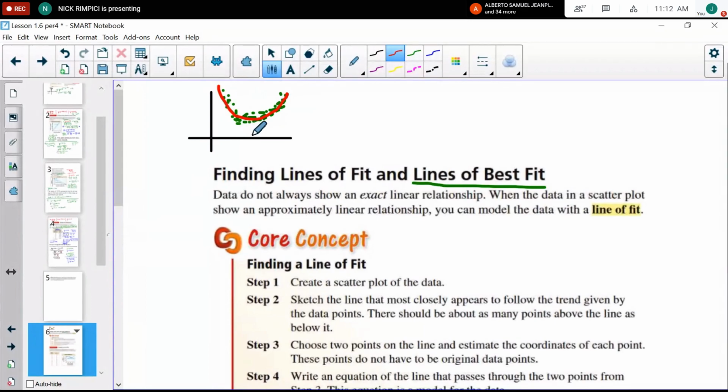Okay, so not everything can be modeled with a line. Sometimes if you try to put a line through this, it's not going to be good. You could do it, but it's not going to be very effective. And I'm going to show you how you measure the effectiveness in a second. And it tells you here, data do not always show an exact linear relationship. When the data in a scatter plot show an approximate linear relationship, you can model that data with a line of fit. So sometimes the data might look like this.